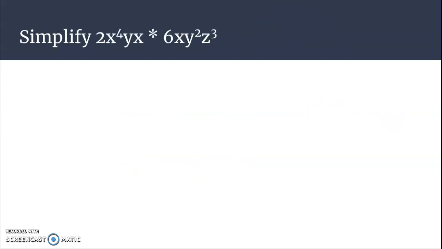Let's try a multiplication problem, switching gears here a little bit. So we have 2x to the fourth yx times the 6x y squared z. And basically we will just multiply the terms accordingly. 2 times 6 is going to give us a 12. But pay attention to the x's. We have an x to the fourth, an x to the 1, and another x to the 1. This times this, this times this. Let me write these off to the side here. An x to the 1, an x to the fourth, and an x to the 1.